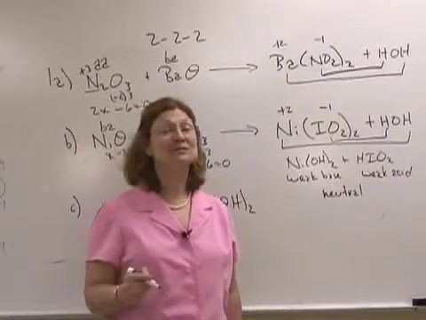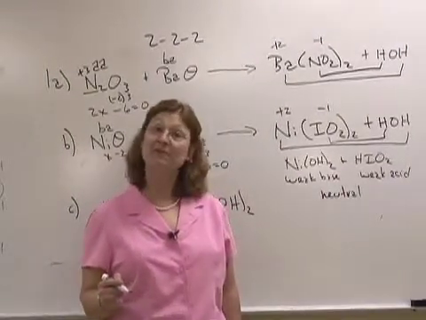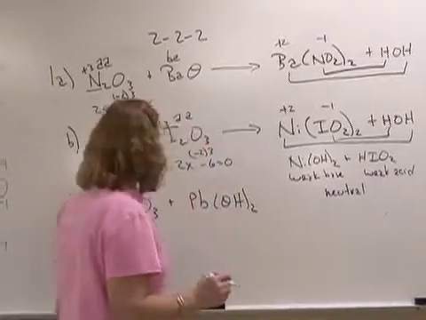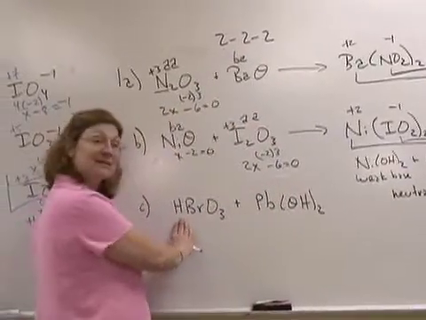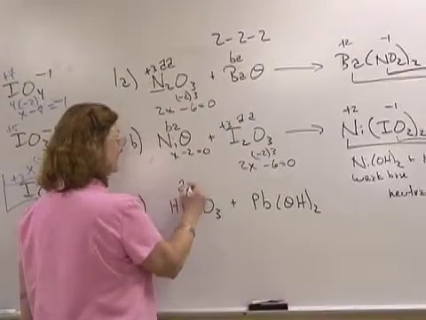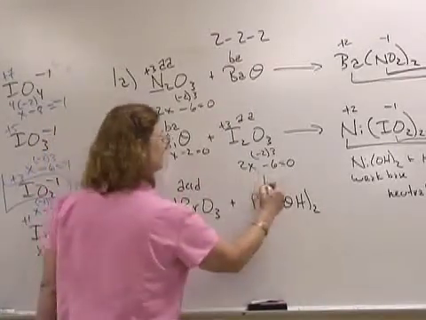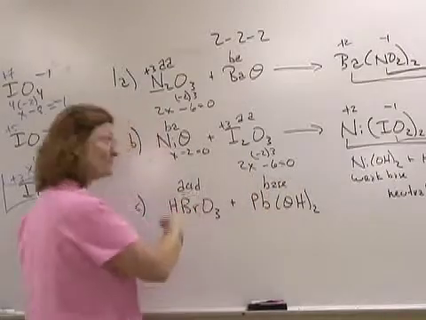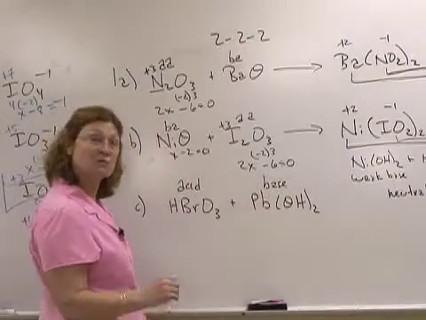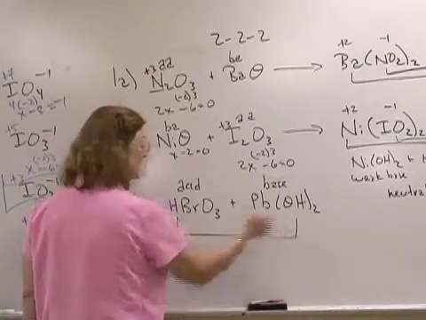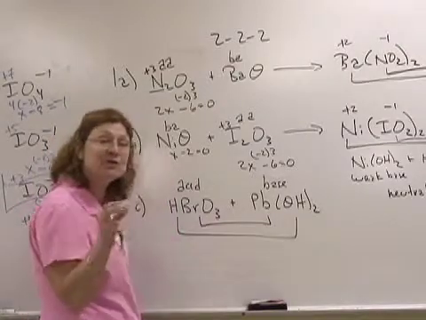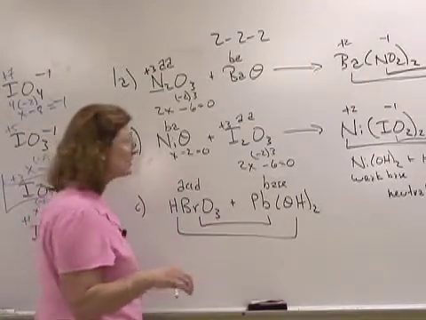We've had lots of practice with this, and I hope that you're getting better and feeling more comfortable with that. The last one begins in hydrogen, so it's an acid. Lead 2 hydroxide is a base. An acid plus a base will give me a salt plus water. In these, the polyatomic ion will stay together as a unit because they're sharing electrons.